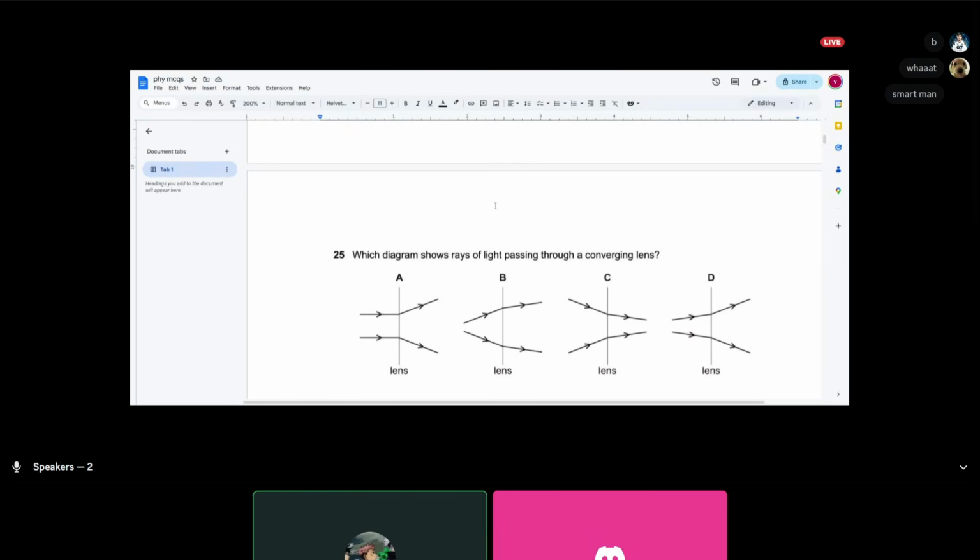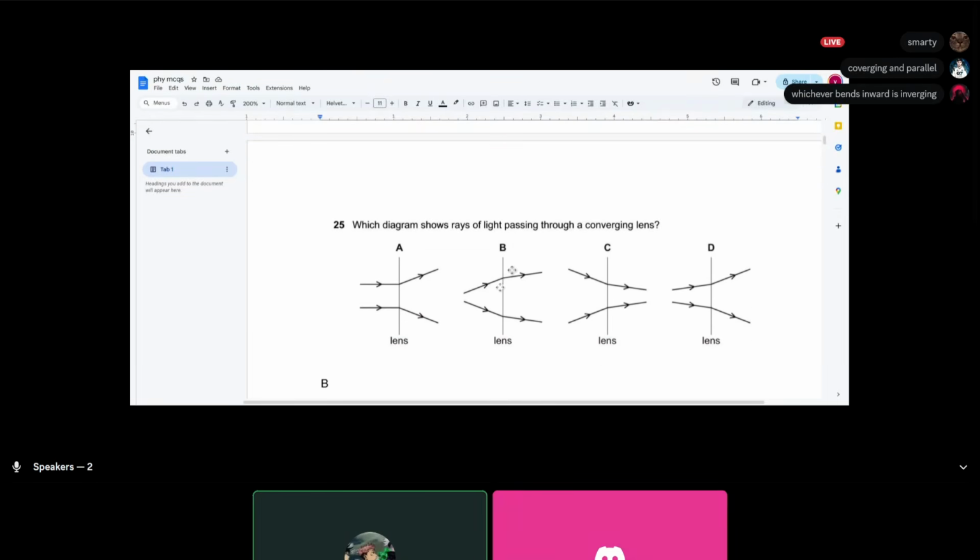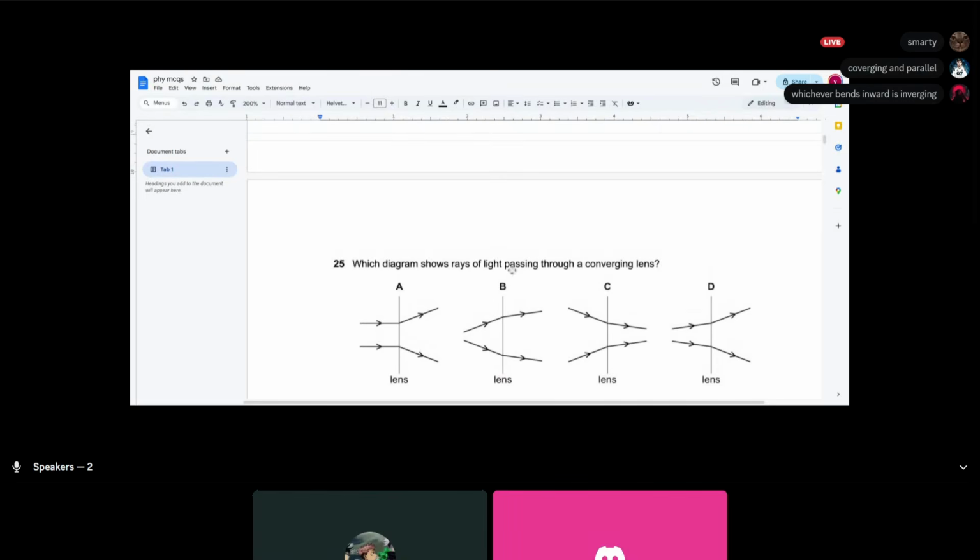So one thing to know is that in a converging and diverging lens, one sec. We type the lens keyword. Look at this. It seems to bend inward, right? Converging, parallel, yes. Look, in B, it's pulled closer to the parallel axis. It's pulled closer, right?